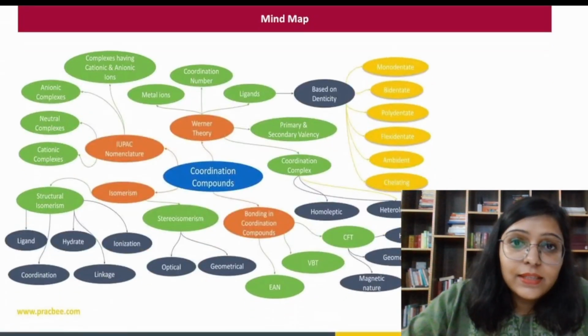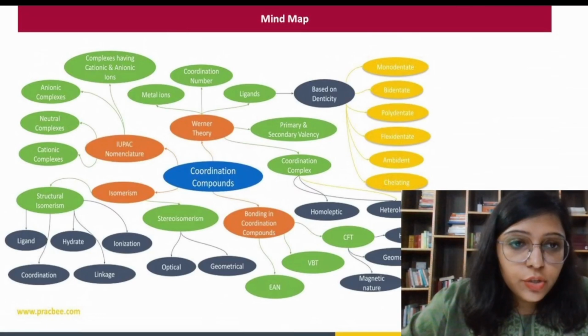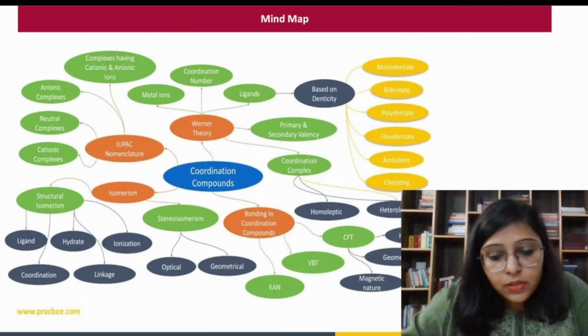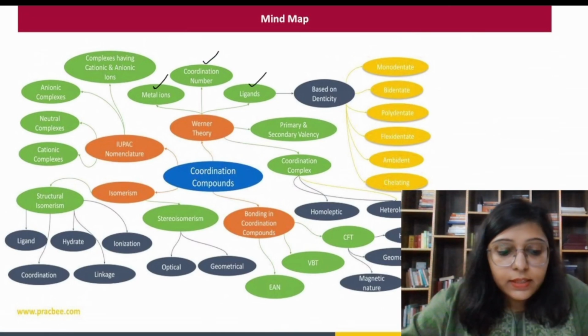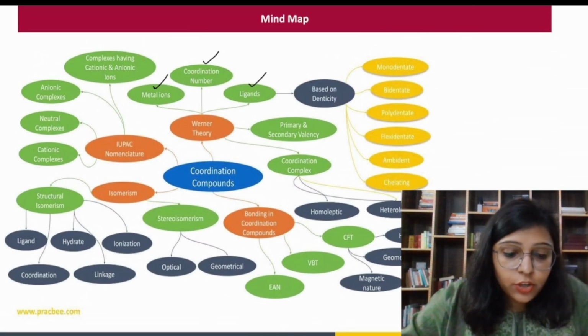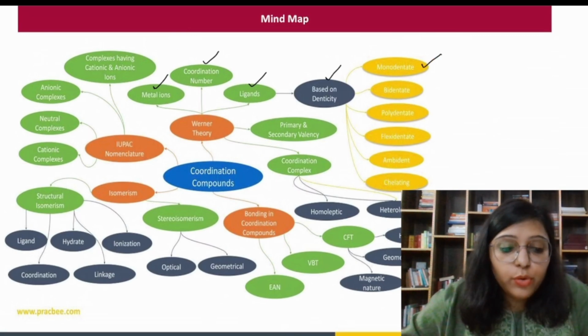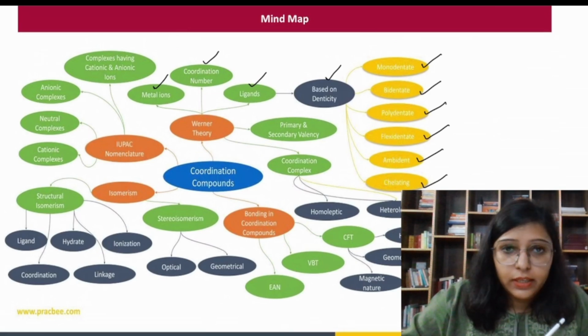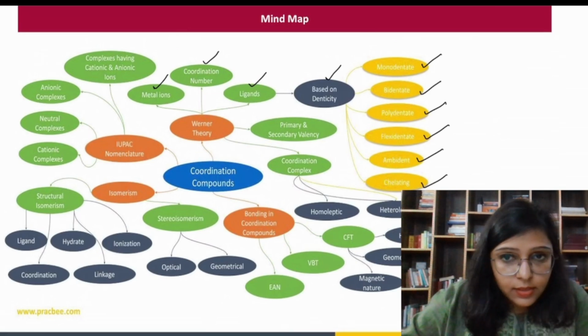Now, let's discuss the mind map. In coordination compounds, you should know the basic terms. Basic terms means metal ions, coordination number, and ligands, with classification based on denticity like monodentate, bidentate, tridentate, or polydentate, flexidentate ligands, ambidentate ligands, and chelating ligands. So you should revise this.